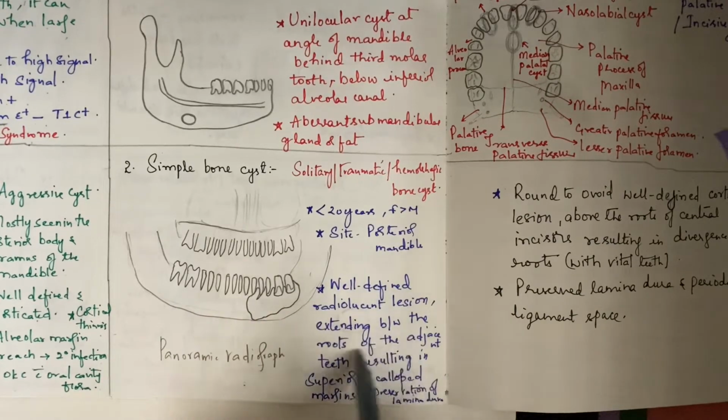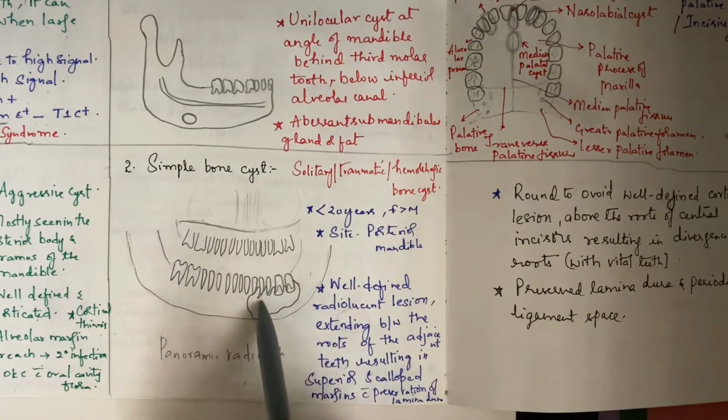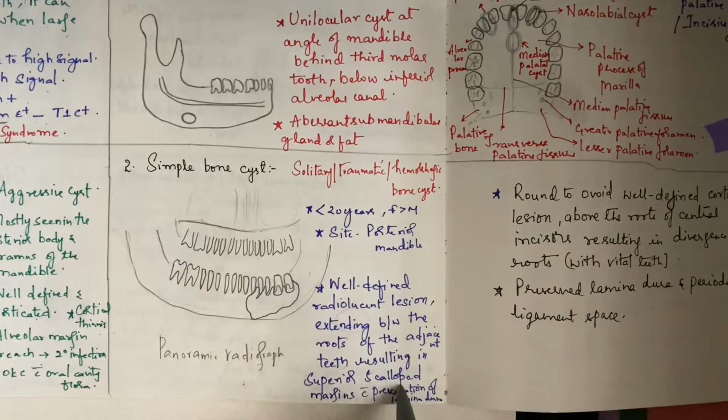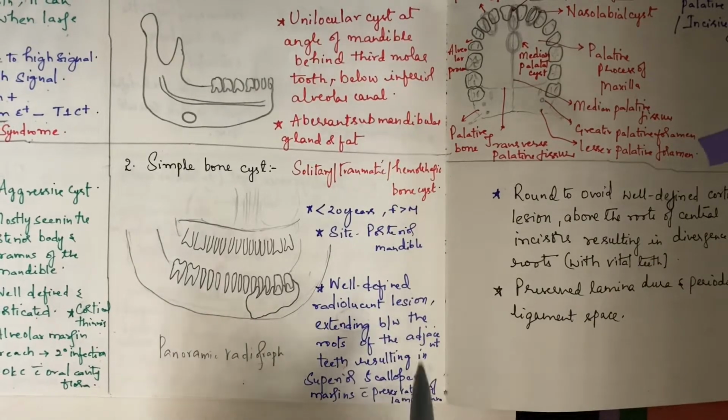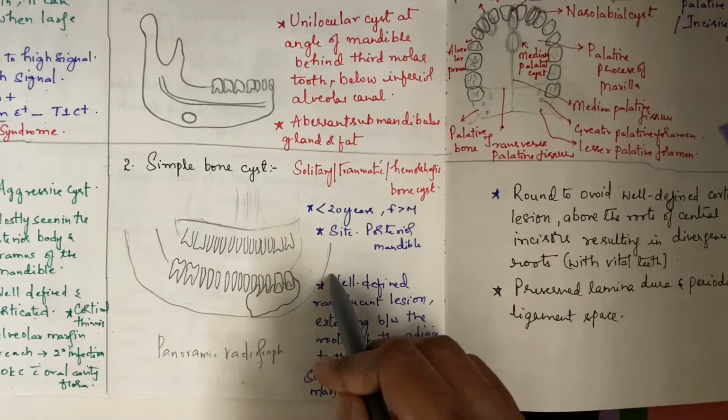It extends between the roots of the adjacent teeth, forming superior scalloped margins with preservation of the lamina dura. Okay, this is a simple bone cyst.